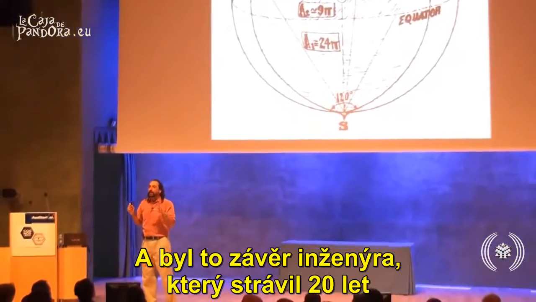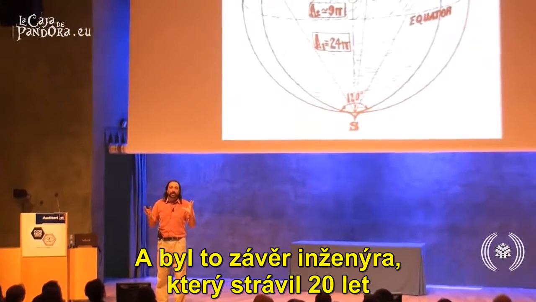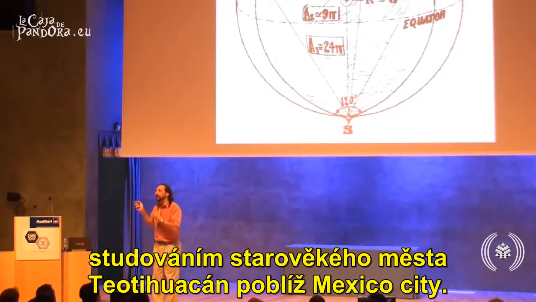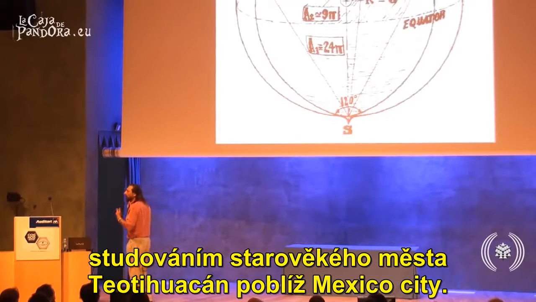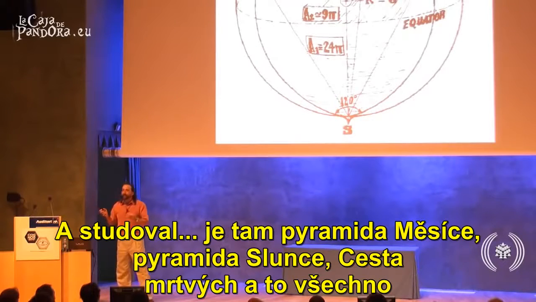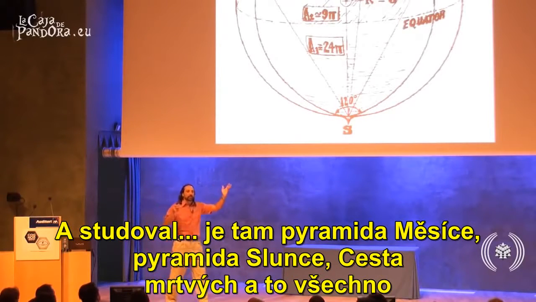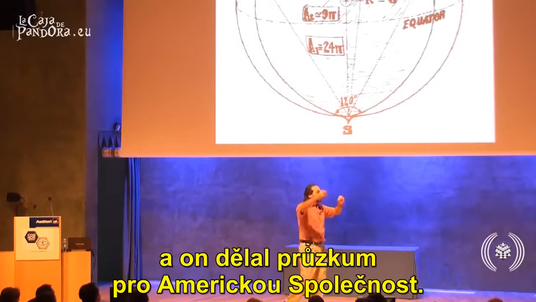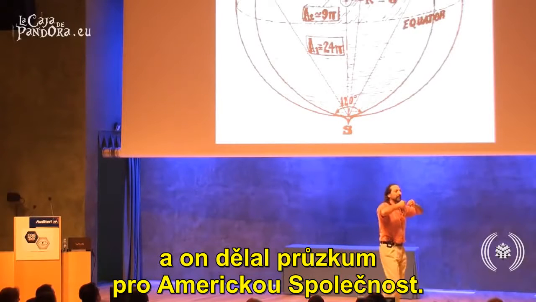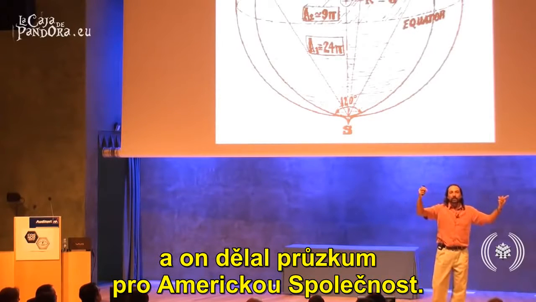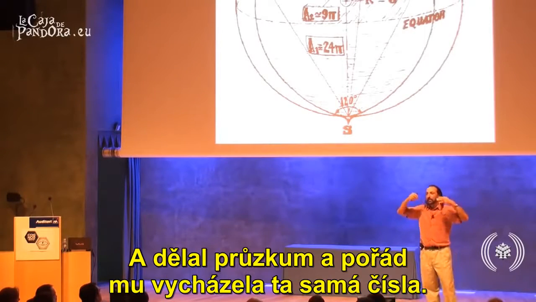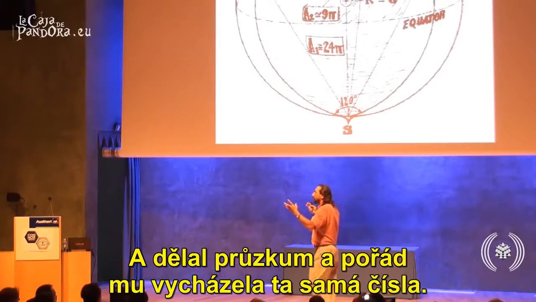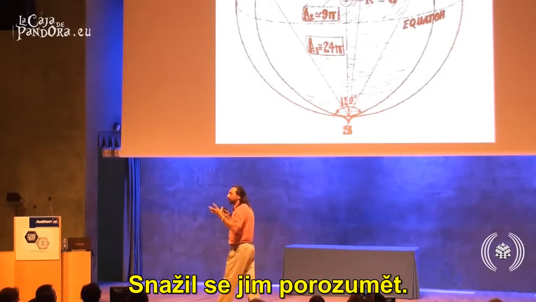And it was the result of an engineer that spent 20 years studying the ancient city of Teotihuacan near Mexico City. And he studied the Moon Pyramid and the Sun Pyramid and the Way of the Dead and all this stuff. He was doing a survey for the American Society. And so he was surveying, and the same numbers kept coming out. He was trying to figure out these numbers.